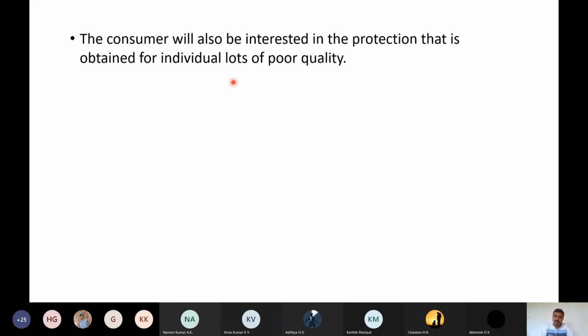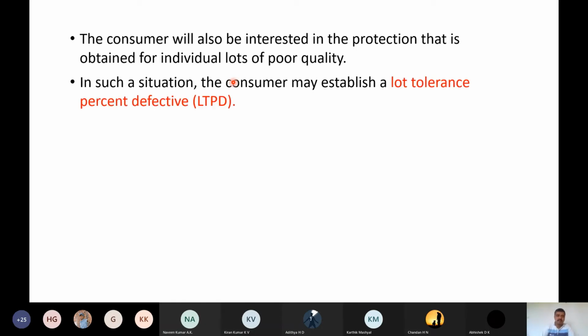So they will set one more standard, that is lot tolerance percent defective. In such a situation, the consumer may establish a lot tolerance percent defective. That means it is natural that some lots will have a greater number of defectives than the average.